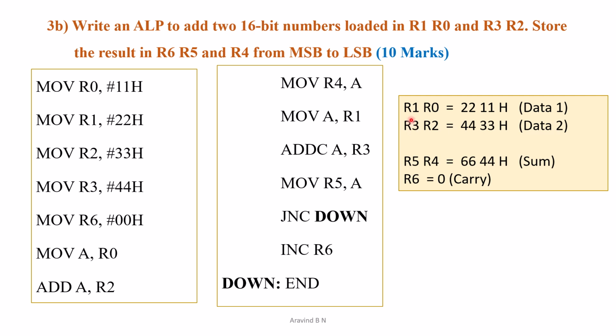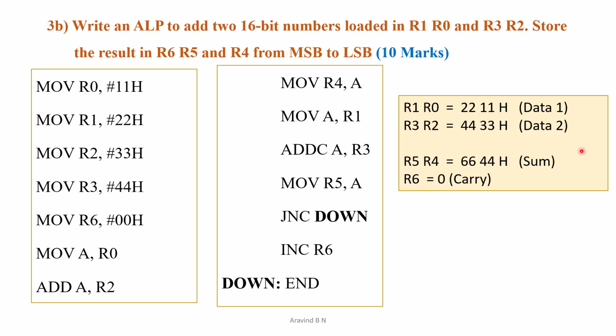So the first data is available in R1, R0. Here it is being considered that R1 holds the MSB 8 bits and R0 holds the LSB 8 bits, a combination of 16 bits, and the value we are considering is 2211 as data 1. Similarly, R3, R2, 4433 is what we are considering as data 2. Now adding these two 16-bit numbers, the answer is going to be 6644, and final R6 will hold the value 0 in this particular case. Right?